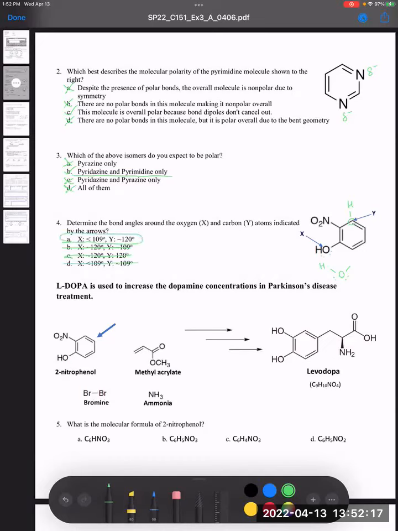Right, moving on to question 5. What is the molecular formula of 2-nitrophenol? So we are referring to this. Okay, so again, we have a line structure here. In a line structure, we need to replace the ends and bends with carbon. So we have bends. We have 1, 2, 3, 4, 5, 6 carbon atoms.